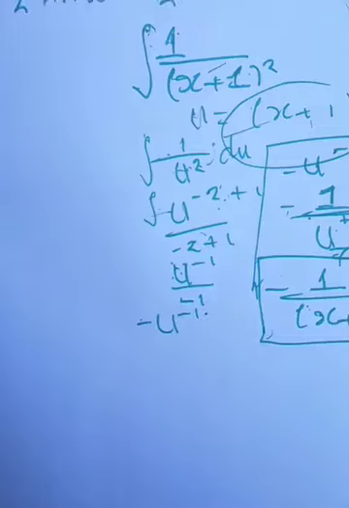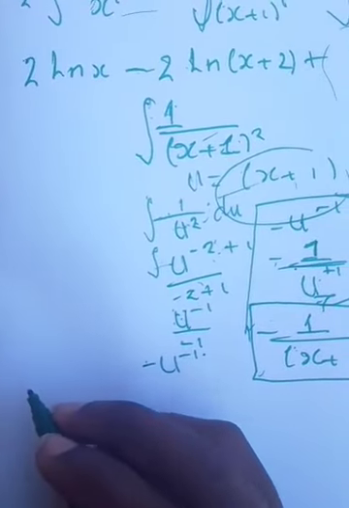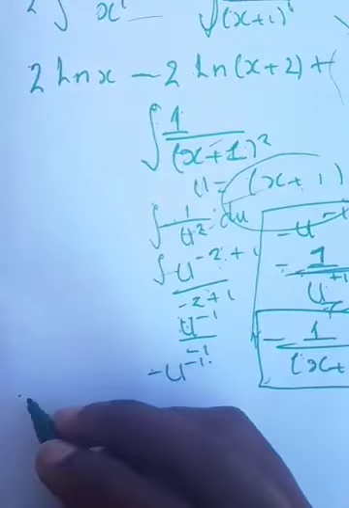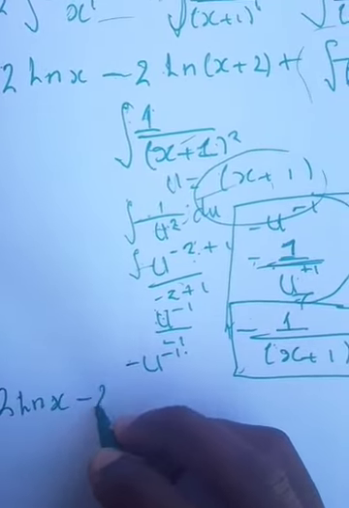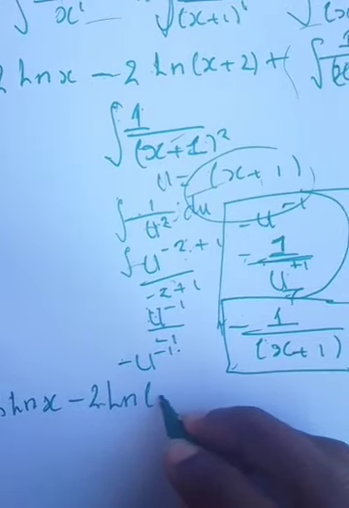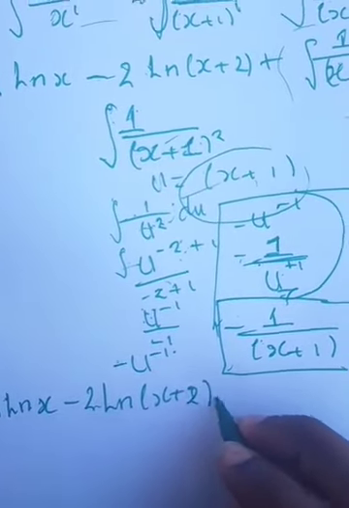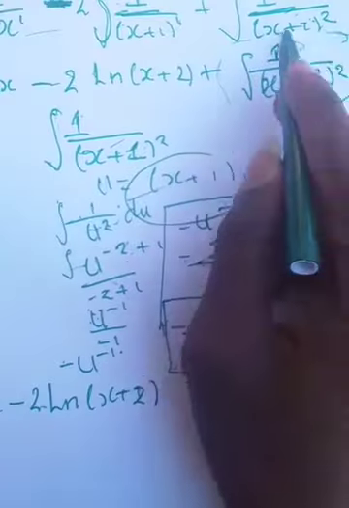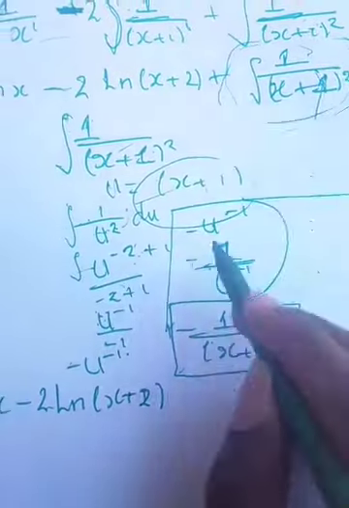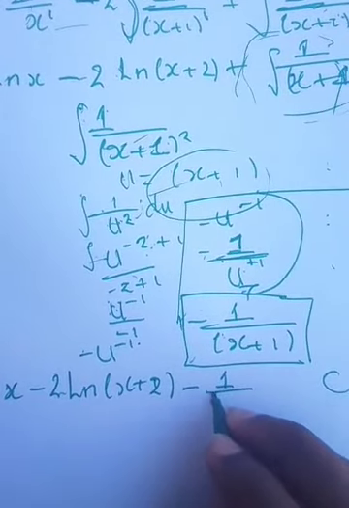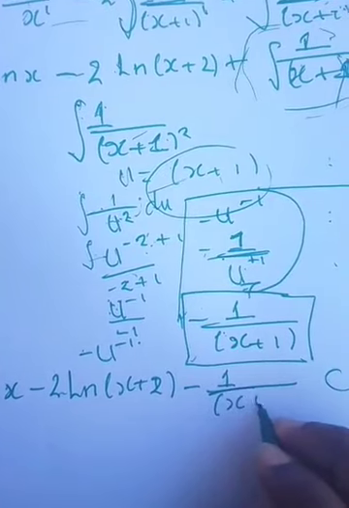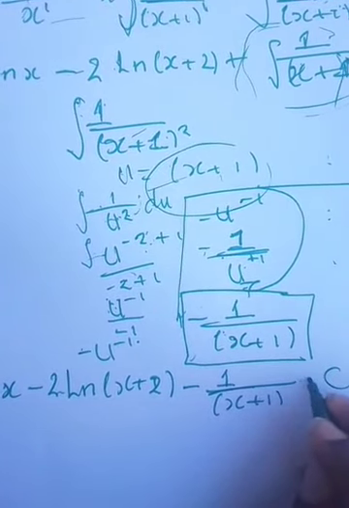Okay, so I'll say 2 natural log x, 2 natural log x plus 1, x plus 2. Then here, where I have this, I'm going to put this. So it's going to be negative 1 over x plus 1 plus c. Even c has already been written for us. So this is our final answer, this one here.